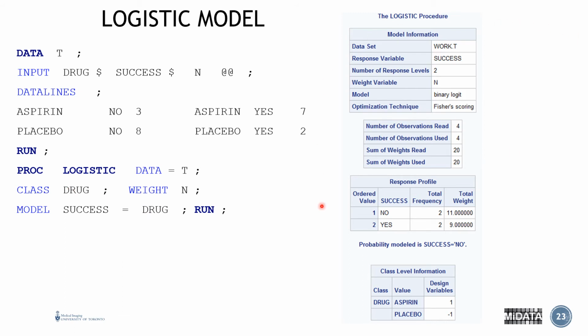Now the first output you get from running proc logistic states what type of model, which is a binary logit, and the number of response levels, which in this case is binary, so it's 2. Then it gives you the number of observations read. In this case, it's 4 because there's only 4 combinations, but they're weighted, so there's the total sum of your subjects. And we are going to move on to the next half of the output.